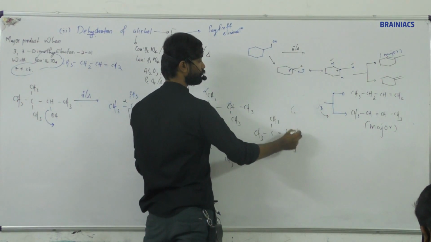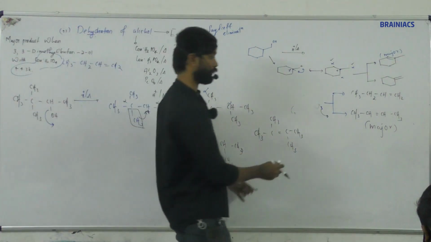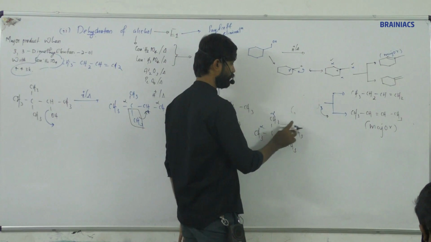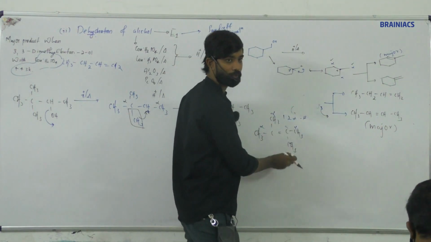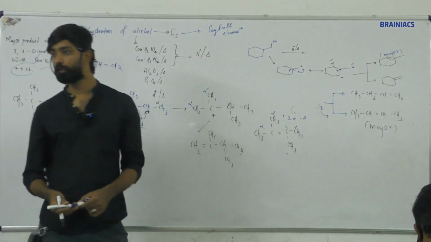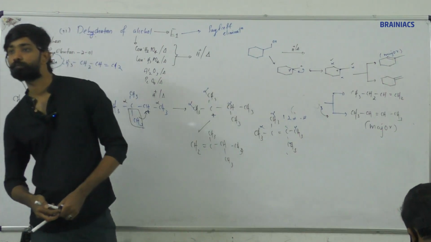Right? I have 12 alpha hydrogens. Okay, so this will be the major product. Agreed. Alpha, alpha, alpha, alpha: 12 alpha hydrogens are there. This is the major product according to Saytzeff's rule. Okay, and the name is 2,3-dimethyl-2-butene. Okay.